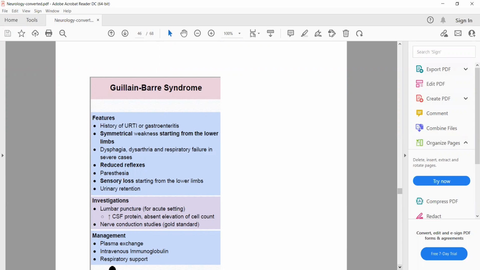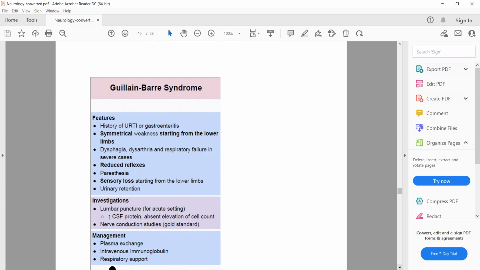The initial investigation in the acute setting or during the attack is lumbar puncture. What will lumbar puncture show in case of Guillain-Barre syndrome? In lumbar puncture, you will see an increase in the CSF protein, but the white cell count will not be elevated. This is called albuminocytologic dissociation. Protein is increased, but white cells are not increased.